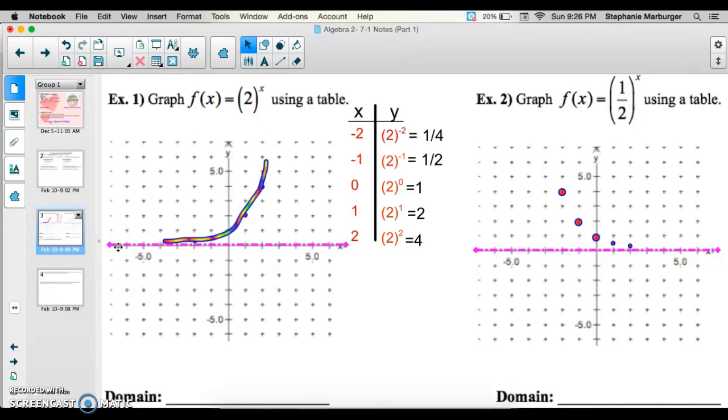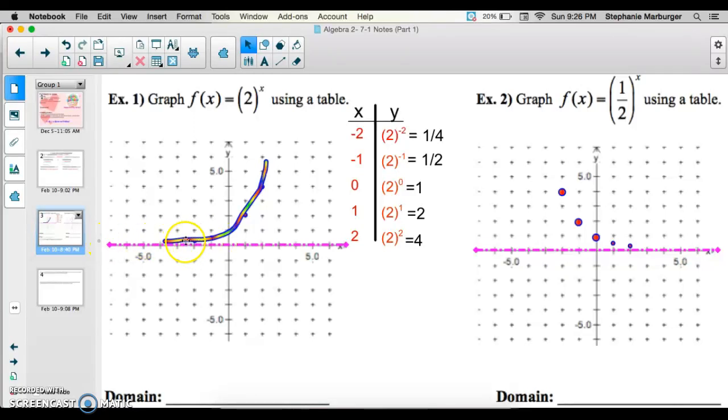I want you to take into account for both example 1 and 2, I put these on here, but I have these pink dashed lines there. That's called an asymptote. An asymptote is basically a line that the function can never cross. It's like this huge barrier. So while this function looks like it's getting close to 0 and might approach 0, it only approaches it. It never touches the x-axis.